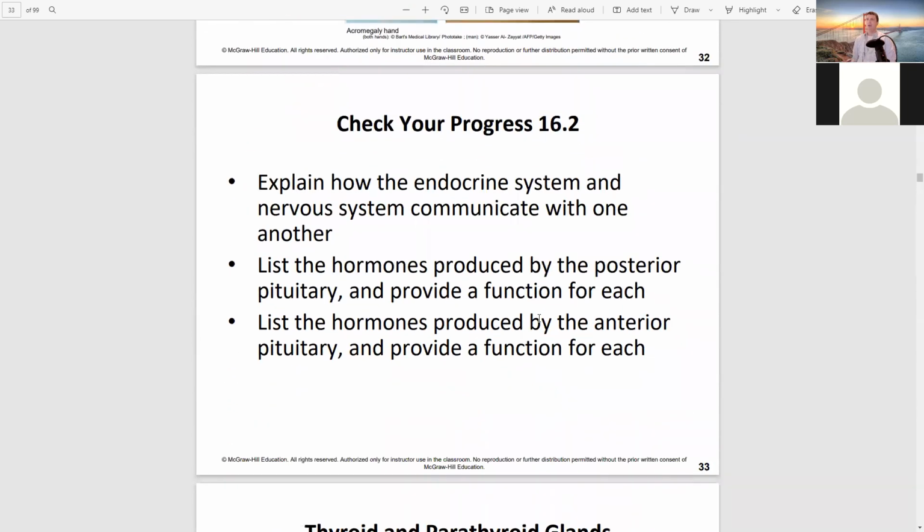Okay, so check your progress. Explain how the endocrine system and nervous system communicate with one another. List the hormones produced by the posterior pituitary and provide a function for each. List the hormones produced by the anterior pituitary and provide a function for each.